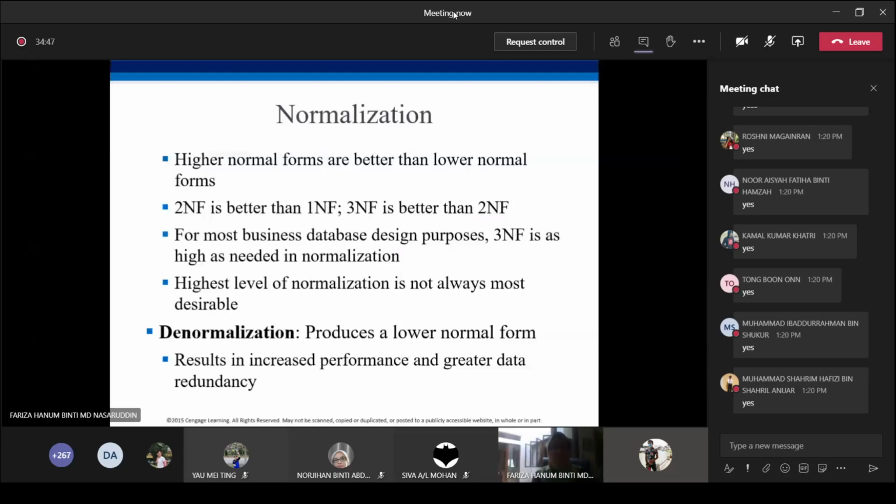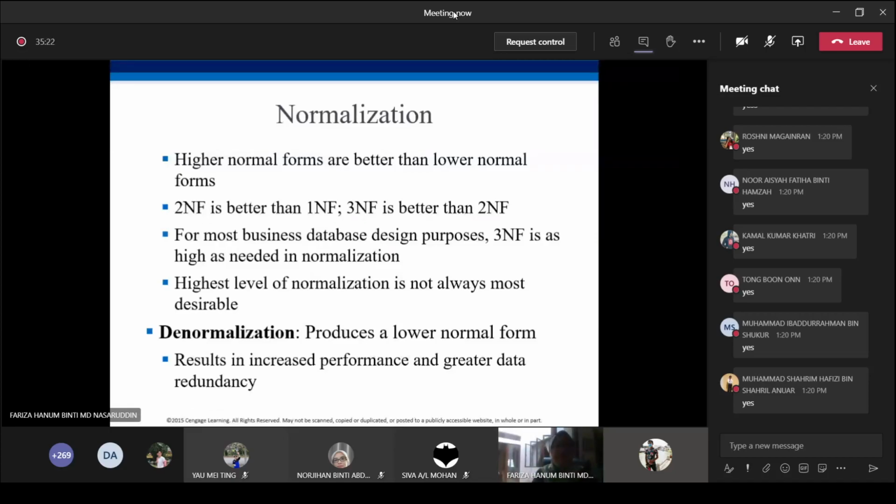Denormalization produces a lower normal form. So if you are maybe at the fourth normal form because of the way that it was designed, like I said, in a decentralized situation, then you may want to denormalize and put everything back in the third normal form. This results in increased performance, because when it is too normalized at a very high level, you may have to join so many tables together.